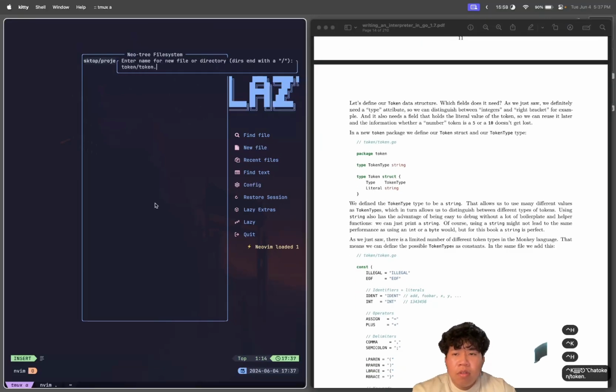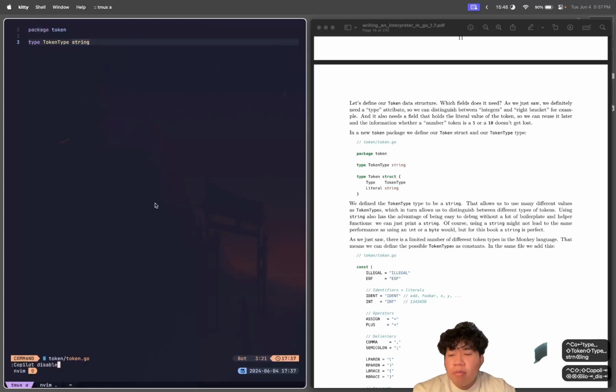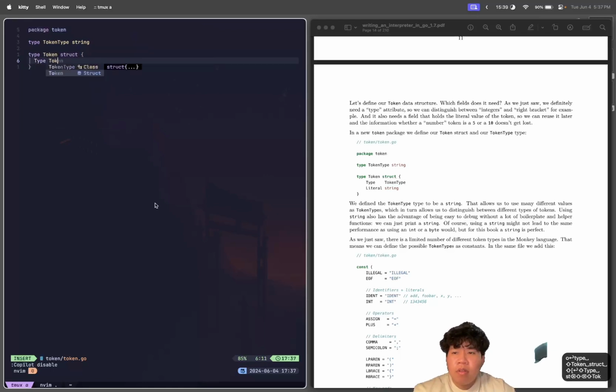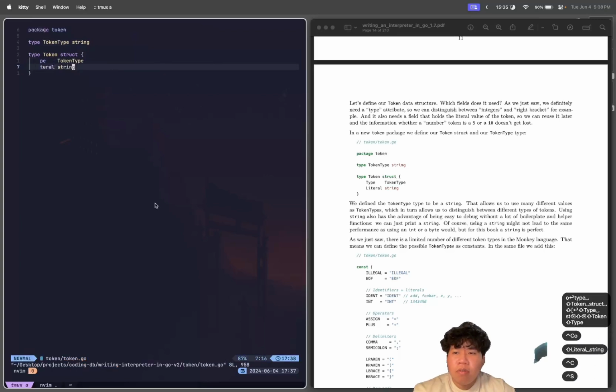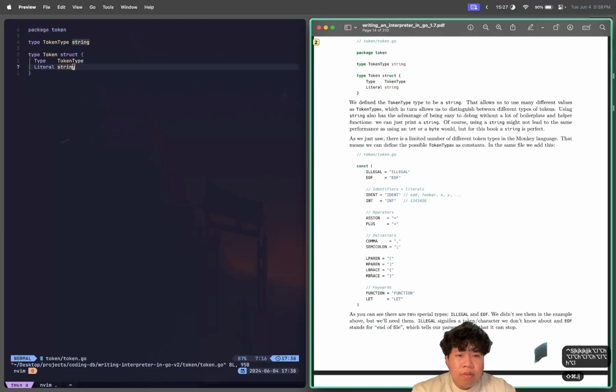Alright, token.go. Package token. Type TokenType. Oh man, Copilot, disable. Type Token struct, Type TokenType, Literal string. Okay. We define TokenType to be a string.